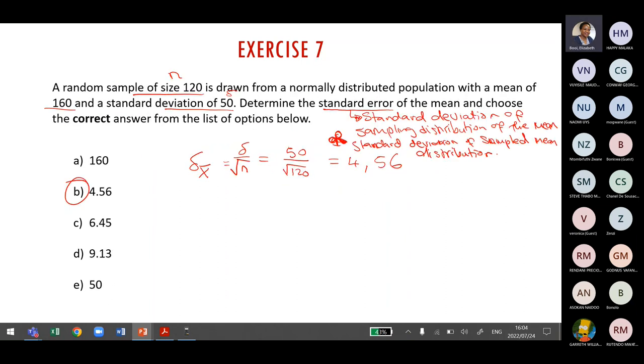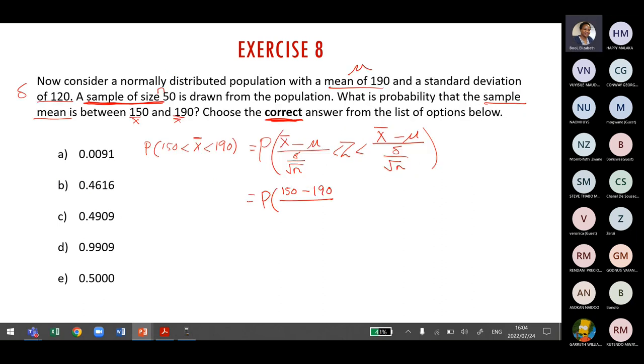So we have the standard deviation of 120 divided by the square root of 50. And on the other side, 190 minus 190 divided by 120 divided by the square root of 50. So you just need to give me the answers.